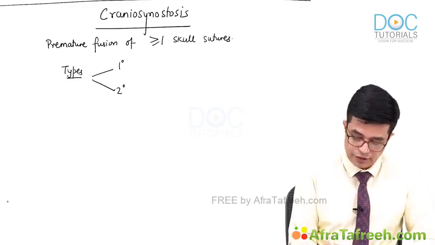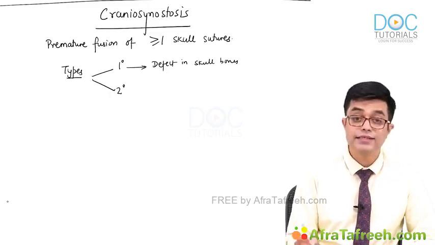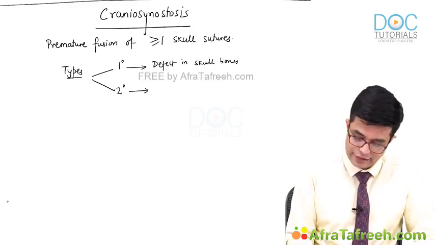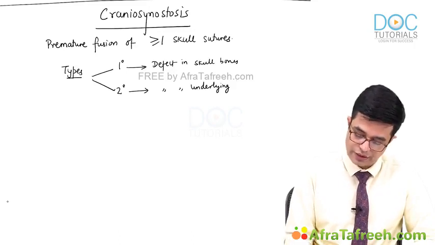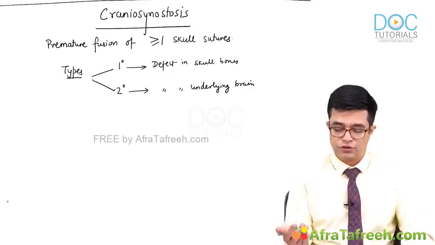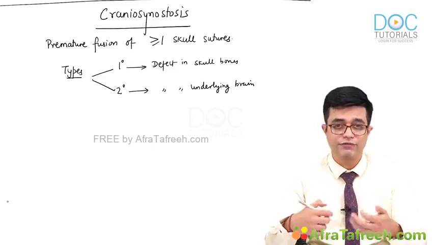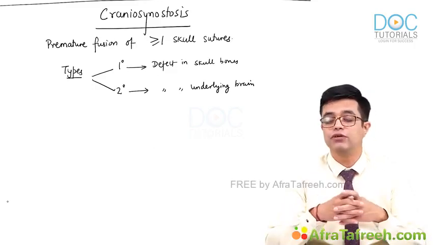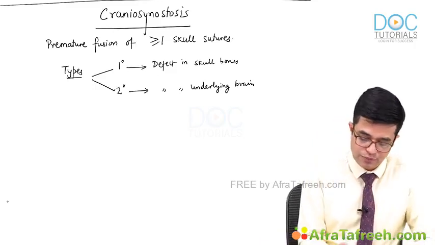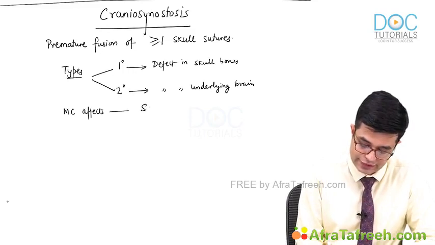In primary form, the pathology, the defect is in the skull bones. Whereas in secondary form, there is a defect in the underlying brain. Because the brain is not growing, a secondary craniosynostosis develops. So we have the primary form where the bones themselves are defective, and the secondary form where the underlying brain is causing the development of craniosynostosis. It most commonly affects which suture? It most commonly affects the sagittal suture.